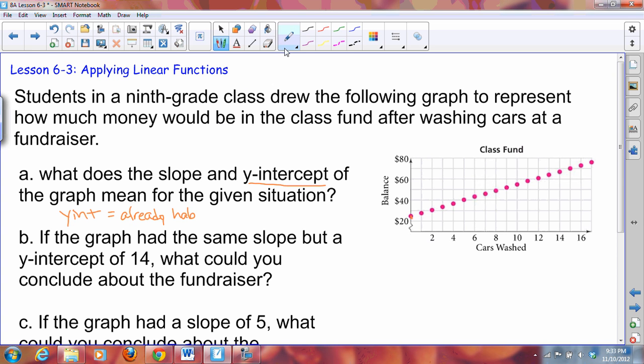That should be a D. I don't know what. Let's try that again. Already had. There we go. Now the slope, you go up a certain amount and over a certain amount, up a certain amount and over a certain amount. Each time we're going over 1. Okay? I think that the slope here is how much it goes up for every car, right? So the slope is the cost of the car wash, right?